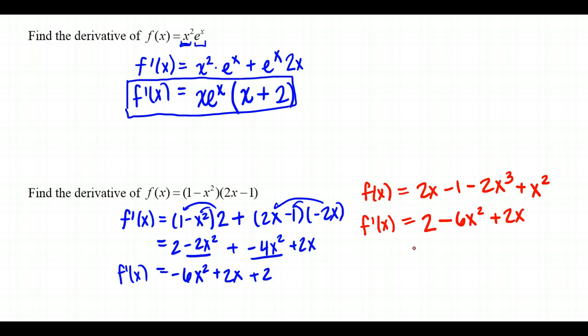And so we can see if we move things around, we do get the exact same derivative, negative 6x squared plus 2x plus 2 if I write these in descending powers order. So same exact derivative, two different methods. Your call on which one's easier, but because the focus today is on the product rule, that's why I went ahead and showed that method first.